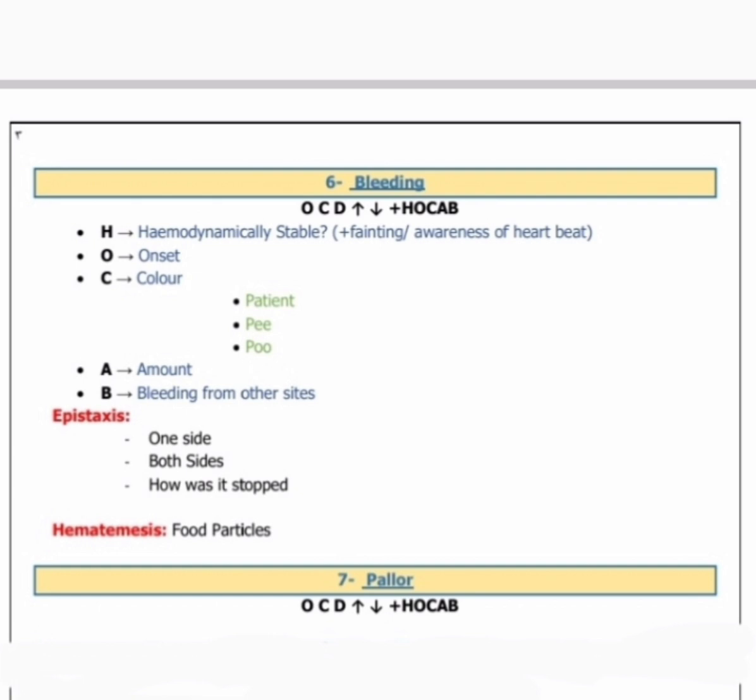Epistaxis: if the child has this chief complaint, we ask whether it is one side of the nose or both sides, and how it was stopped. Hematemesis: we ask whether food particles are present in the bleeding or not.